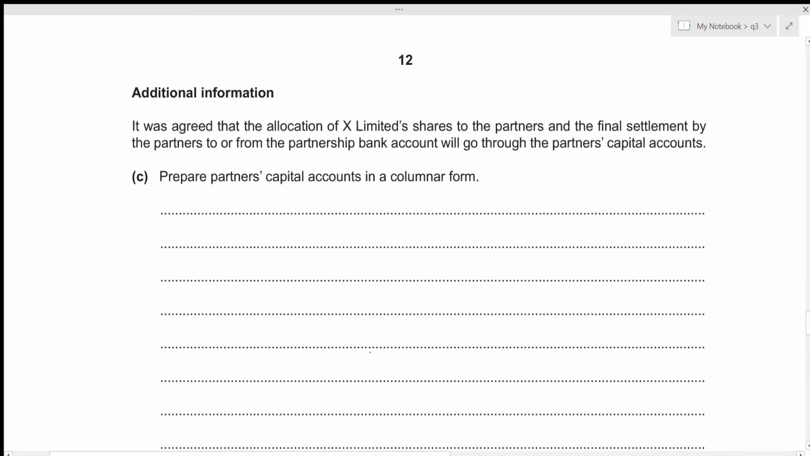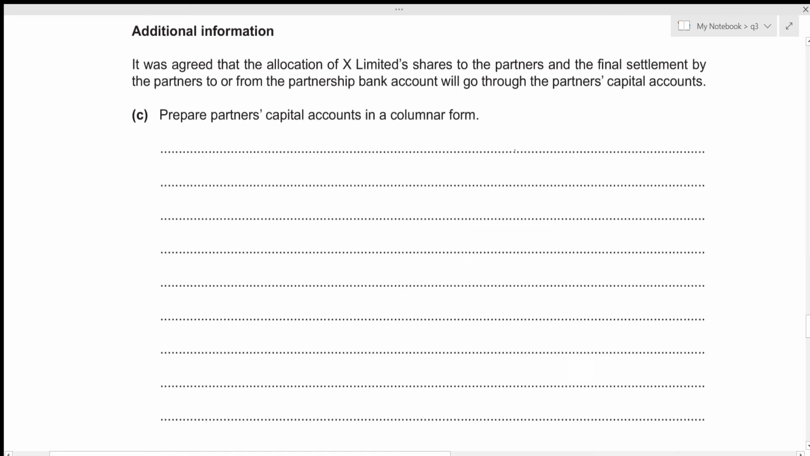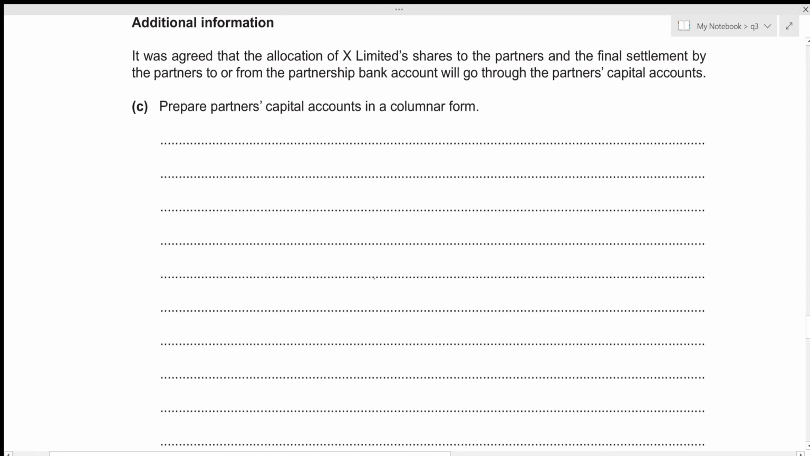We are given additional information. It was agreed that the allocation of X Limited shares to the partners and the final settlement by the partners to or from the partnership bank account will go through the partners' capital accounts. So meaning that this final settlement will act as the balancing figure in the partners' capital accounts. Now for the third part of this question, we need to prepare partners' capital accounts in a columnar form.